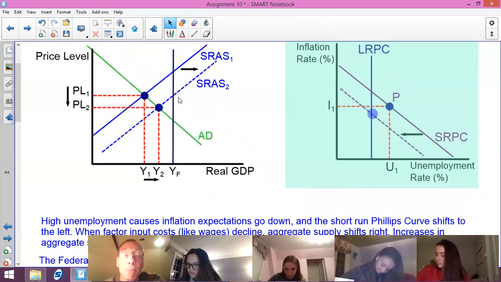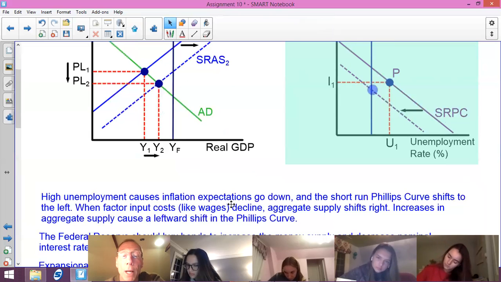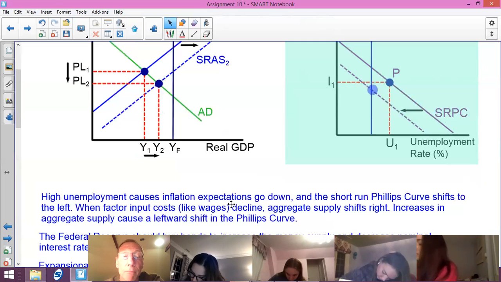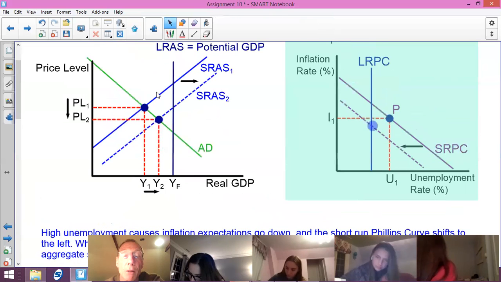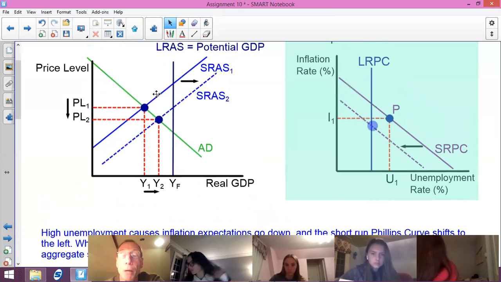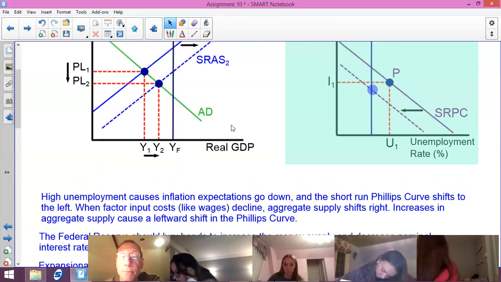So what will happen is, when there's more unemployment, wages will start to drop in order to draw people back in. Wages start to drop, so that means the short run aggregate supply curve shifts to the right. Increases in aggregate supply cause a leftward shift in the Phillips curve. So when aggregate supply shifts to the right, you're going to get higher employment, and that means the Phillips curve shifts to the left.